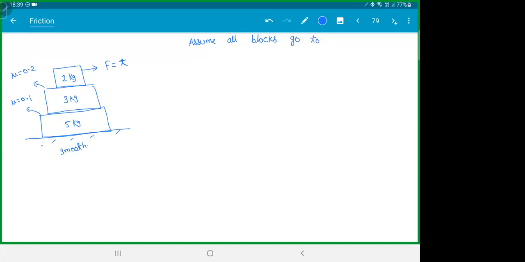So listen carefully how to do. I'll give you one more like this. I'll just change the numbers and all. You can do that. Assume all blocks go together. So we get acceleration A: F is equal to 10A, so the acceleration is equal to T by 10. Perfect. Take the 3 kg block or take the 2 kg block.